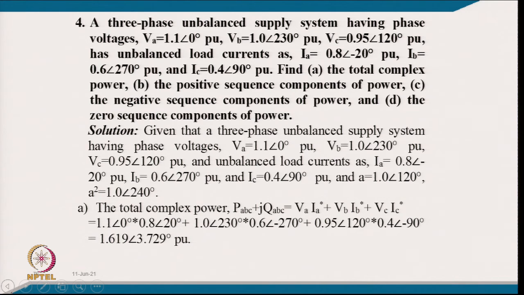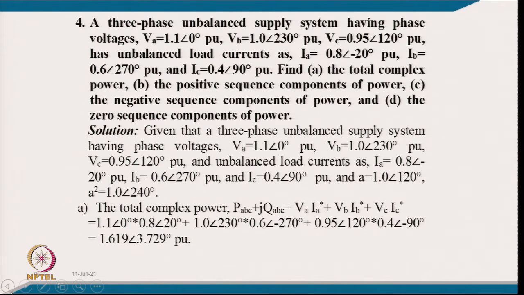at the angle of 120 degree per unit, has unbalanced load currents: IA at 0.8 per unit at minus 20 degree, IB 0.6 per unit at 270 degree, and IC 0.4 per unit at the angle of 90 degree. To find the total complex power, the positive sequence component of power, the negative sequence component of power and the zero sequence component of power.